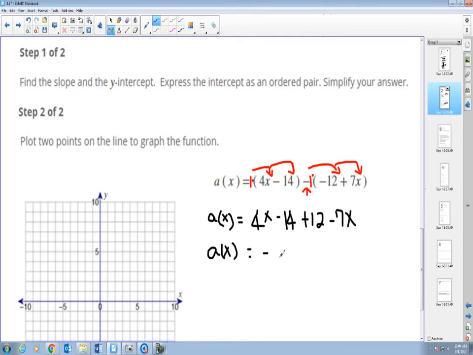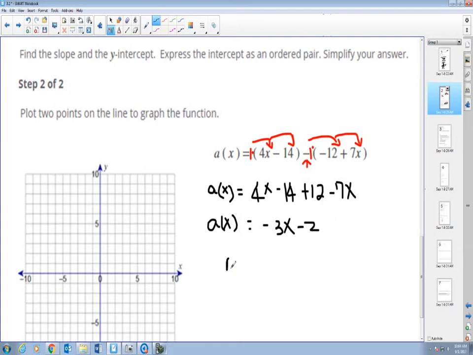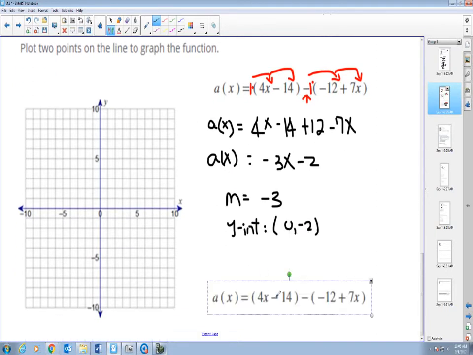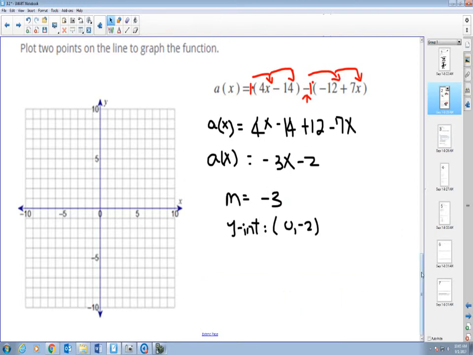So when I combine like terms here, my function a of x is going to be negative 3x minus 2. So my slope will be negative 3, y equals mx plus b. So my b is the y value of the y-intercept. So that'll be 0, negative 2 again. Oops, sorry. Well, let me go get one of the points. You know what, I can do one right here.